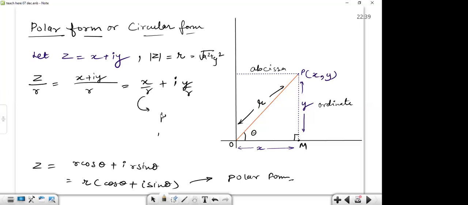r is the hypotenuse here. x is the base. So base by hypotenuse becomes cos theta, right? So z by r becomes cos theta plus iota times y by r. Y by r is perpendicular upon hypotenuse, which is sine theta. So z becomes this, and further, the polar form. Clear? Any doubts, anyone?